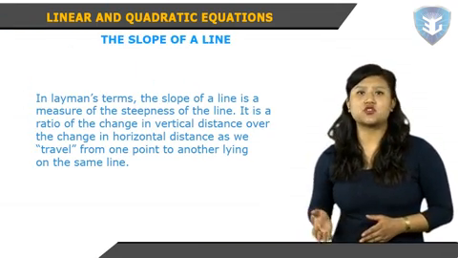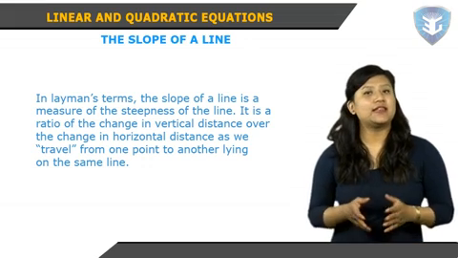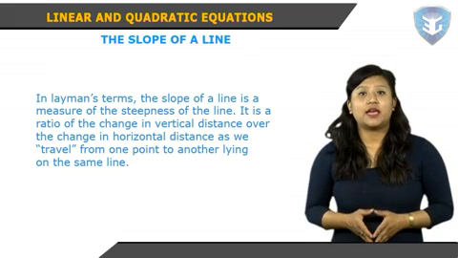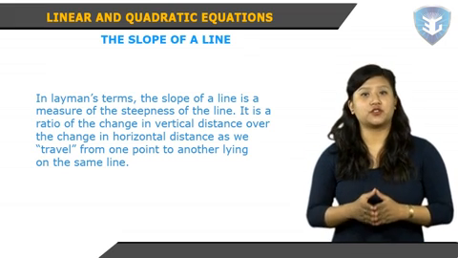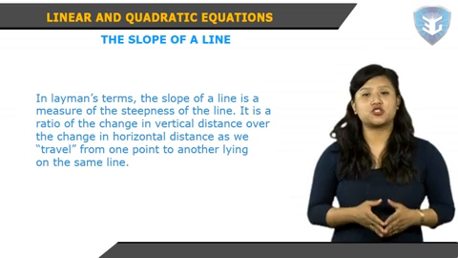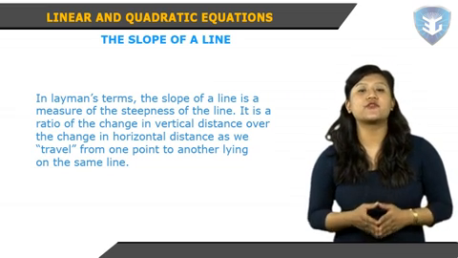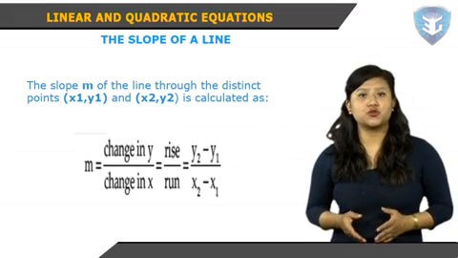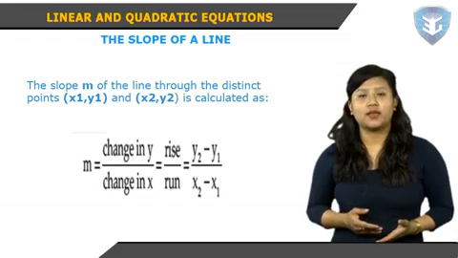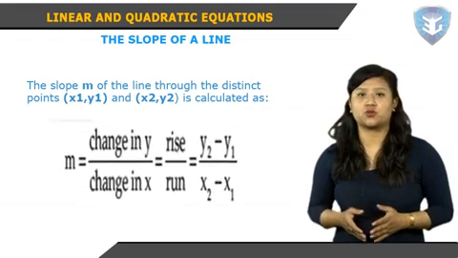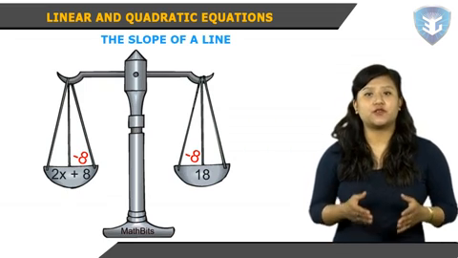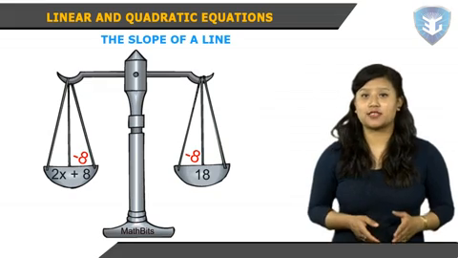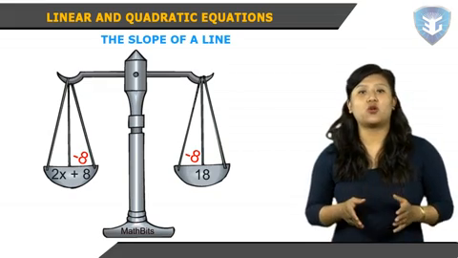Now moving on to the next topic, we will study the slope of a line. In layman's terms, the slope of a line is a measure of the steepness of the line. It is the ratio of the change in vertical distance over the change in horizontal distance as we travel from one point to another lying on the same line. The slope m of the line through the distinct points (x1, y1) and (x2, y2) is calculated as shown on the screen. Regardless of the sign of the x-coordinate or the y-coordinate, the minus between the y values and the x values in the slope calculation must always be there.